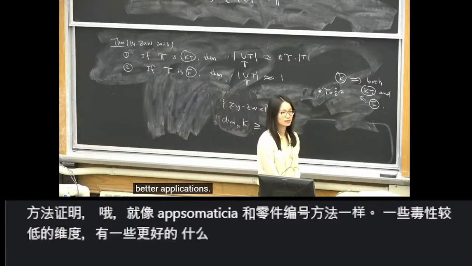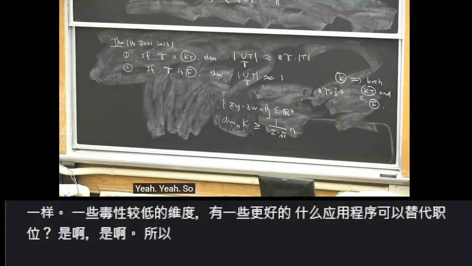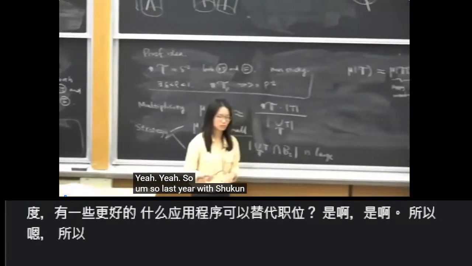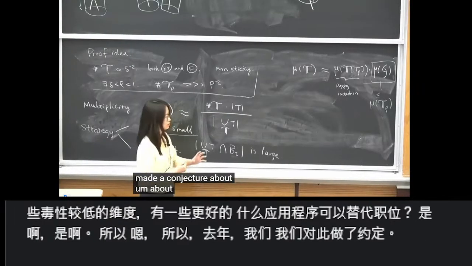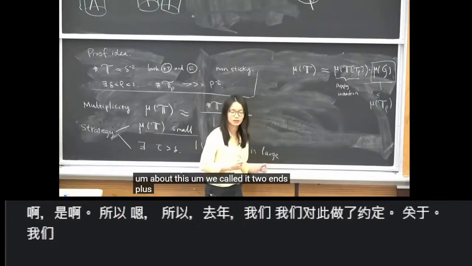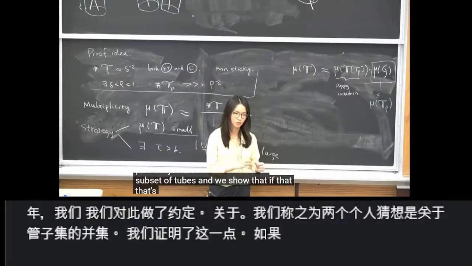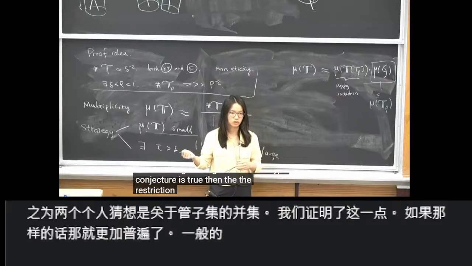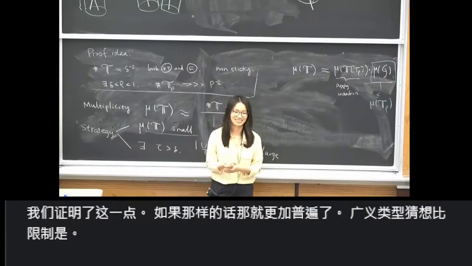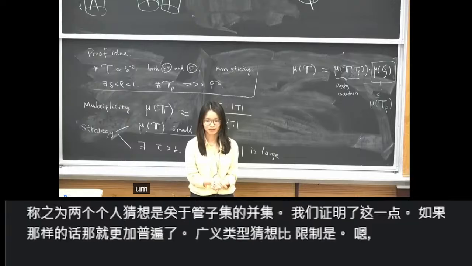What applications does this have? Last year with Shukun Wu, we made a conjecture, which we call the 2n Furstenberg conjecture. It's about unions of subsets of tubes, and we show that if that more generalized Kakeya-type conjecture is true, then the restriction conjecture is true. Do you think this generalized conjecture is true? In R3, I'm trying to see if it's true.